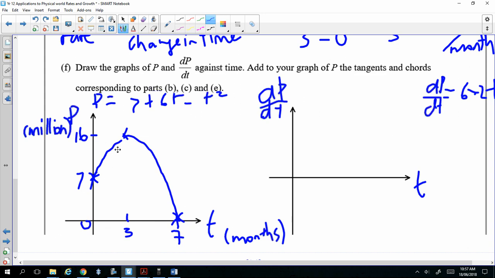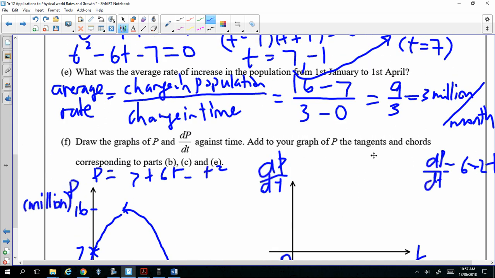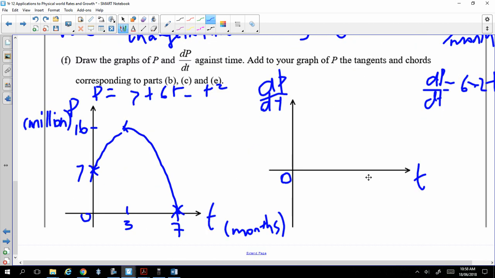Okay, good. On the other hand, the rate can be negative because it could be positive or negative. All right, let's look at the rate. Now, what was the initial rate? I think it was 6 million per month. So it starts from 6. And then it stops increasing after 3 months, isn't it? That's when the rate is 0.